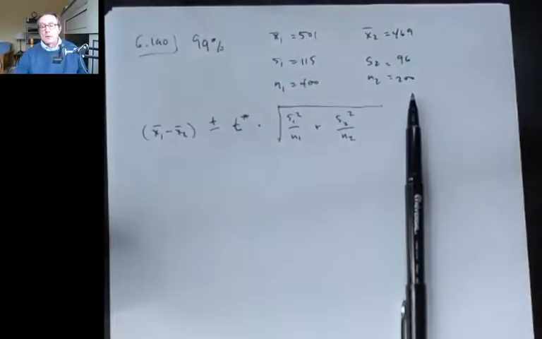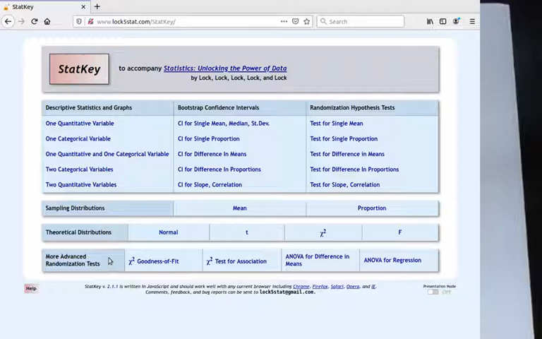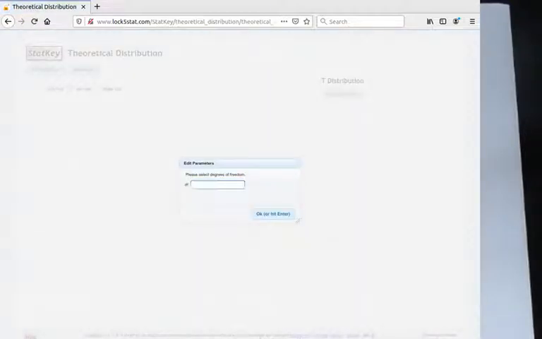Okay, so I'm bringing up StatKey. There we go. I'm going to the T curve. Oh, come on, I lost StatKey. There it is. Going to the T curve. And now I'm asked to write in the degrees of freedom. So you remember that N1 is 400 and N2 is 200. Pick the smaller of those two numbers, which of course is 200, and then subtract 1.